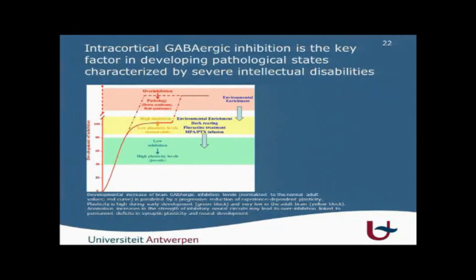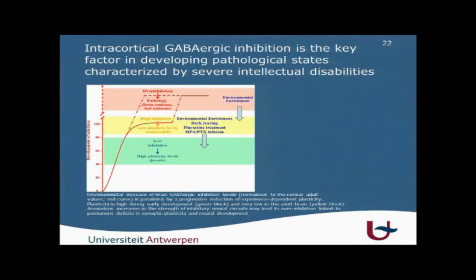So this is actually the same, but here you can see the GABAergic inhibition expressed, and in green is what happens during youth, so postnatal plasticity. When you have normal adults, the inhibition will increase, and with environmental enrichment or with some antidepressants, you can increase the plasticity again, so you can come back to the situation of juveniles.